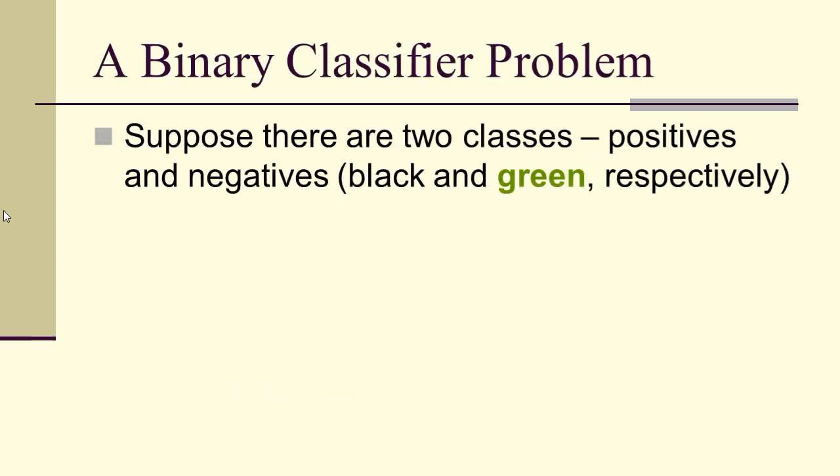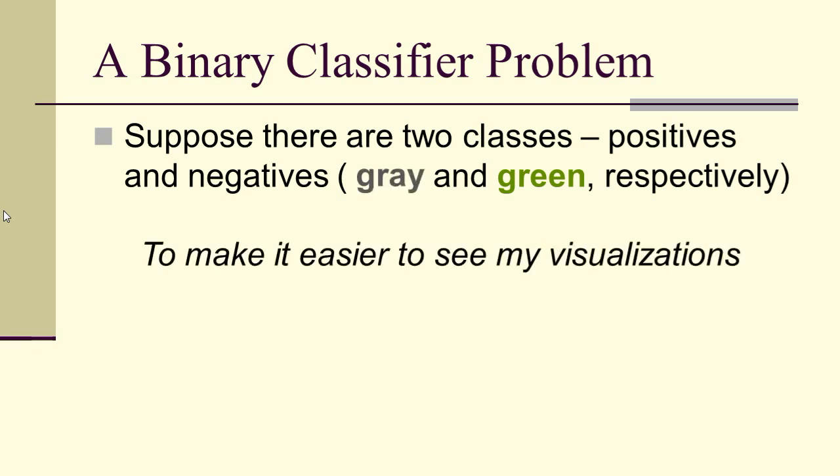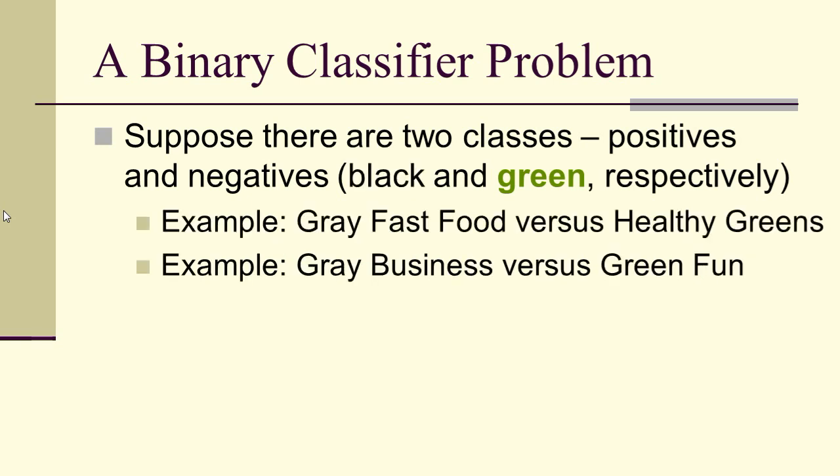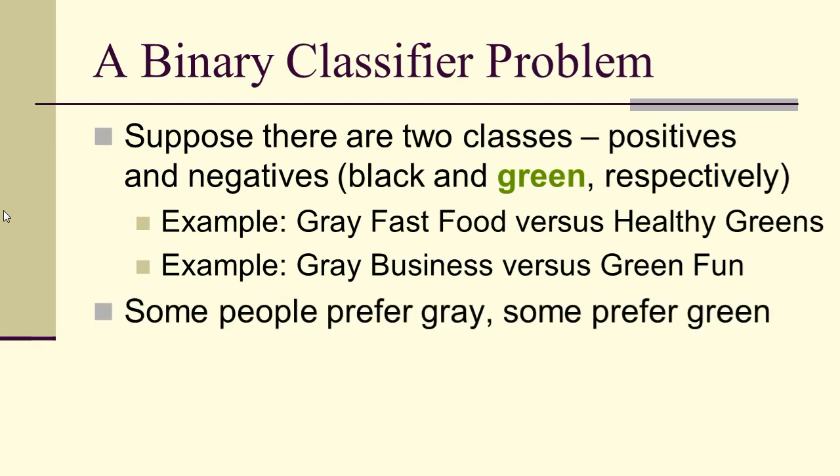So we're going to look at a binary classifier problem where there are two classes, positives and negatives, and I usually use black and green for that. But I'm going to use gray and green so it's easier to see my visualizations. So when you see gray, think black, and be glad it's not all black. So, for example, we may have gray fast food versus healthy green food, or a gray business attire versus a green fun spring attire, or something like that.